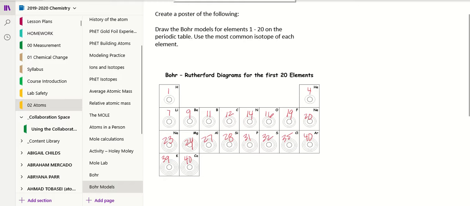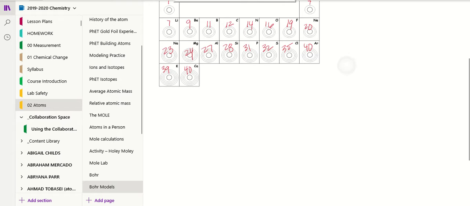All right. Let's talk about period 2 Bohr models. Period 2 is literally row 2 on the periodic table. So we start with lithium. Lithium has a mass number of 7 for the most common isotope. So 3 protons, 4 neutrons, and I have 3 electrons. 2 electrons in the first, 1 electron in the second. There's lithium.